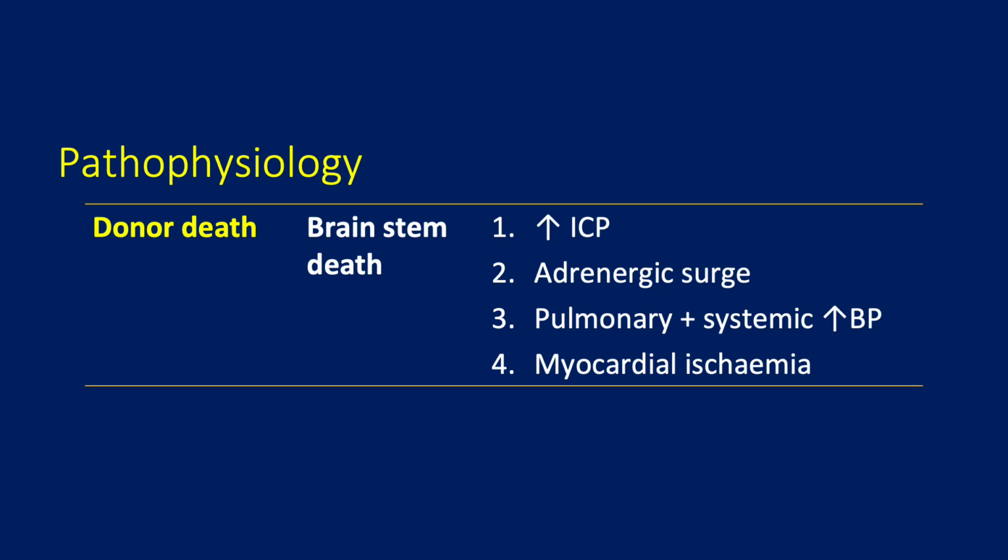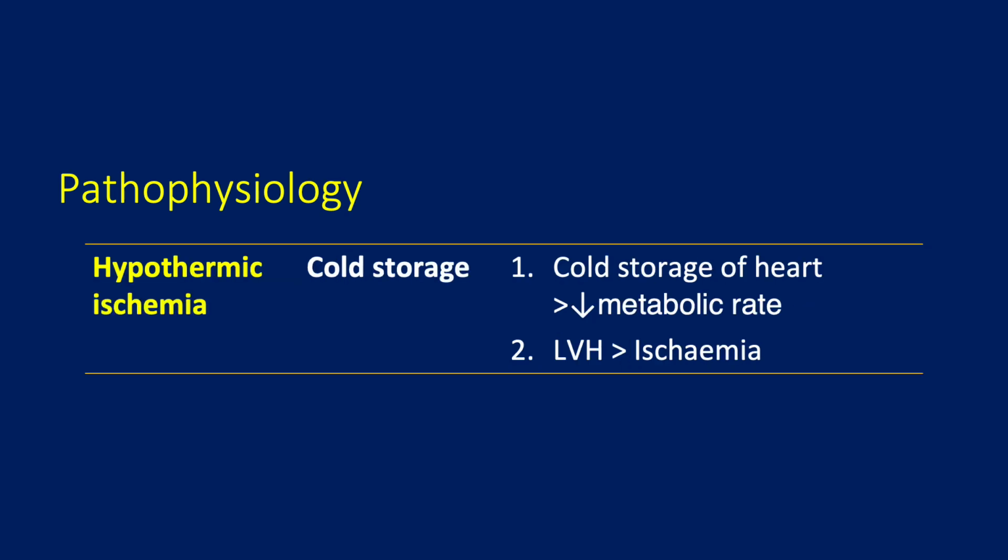In donation after brainstem death, DBD, rising intracranial pressure leads to brainstem herniation and pontine ischemia. This triggers an adrenergic response, causing systemic and pulmonary hypertension, increasing ventricular afterload and therefore risking myocardial ischemia. Baroreceptor stimulation may lead to a Cushing's response, i.e. hypertension and reflex bradycardia.